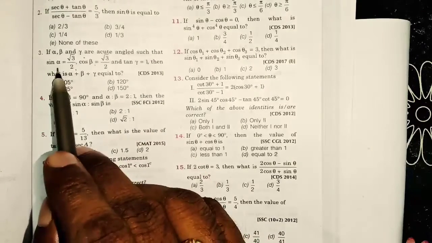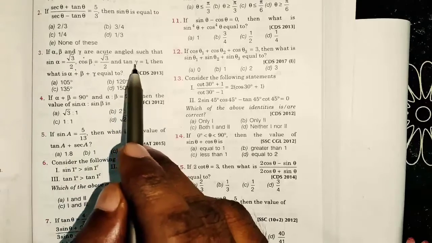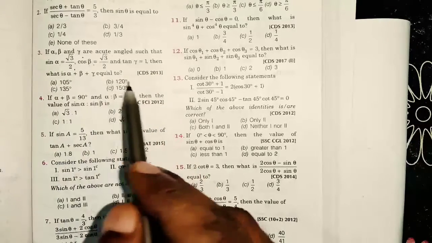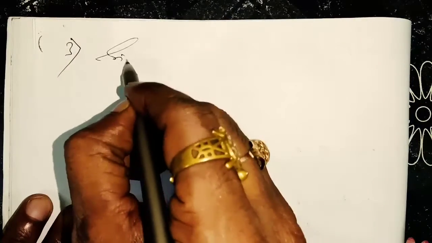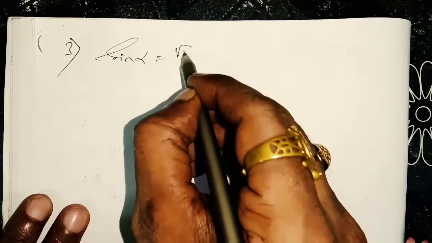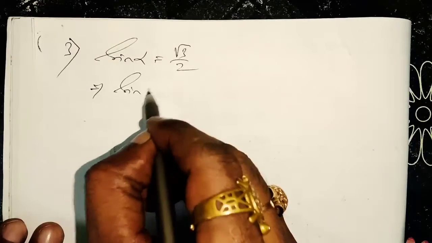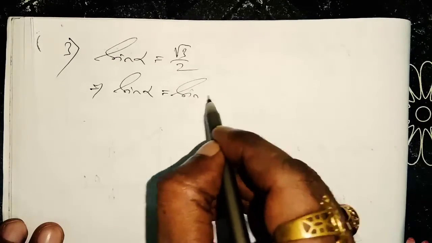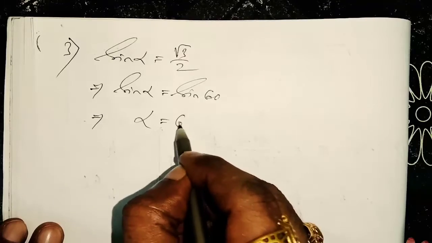Such that sin alpha value is given, cos beta value is given, and tan gamma value is given. First of all, you find the value of alpha, beta, gamma. Then you have to add. Just see. Number 3 question. What is given here? Sin alpha equal to √3/2. As from the table values, sin 60 equal to √3/2. Therefore, alpha is equal to 60 degrees.